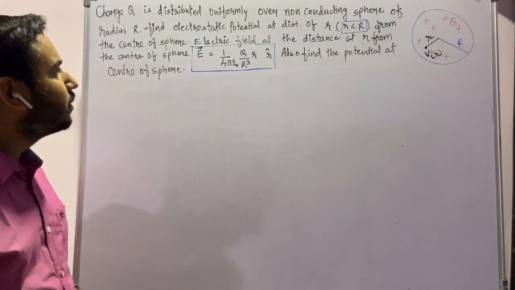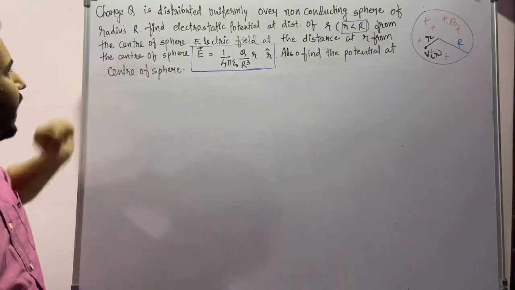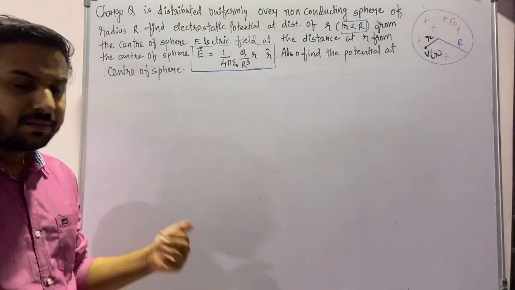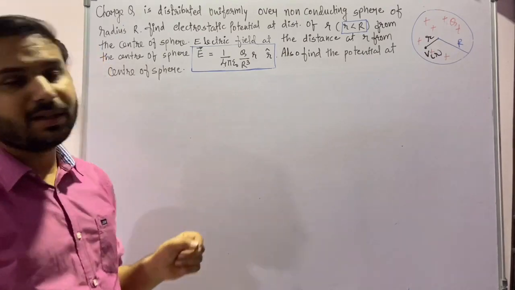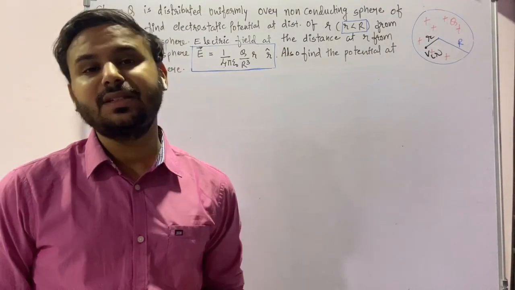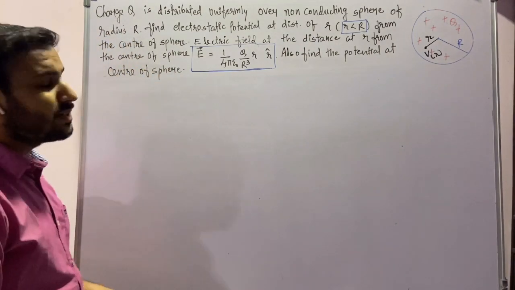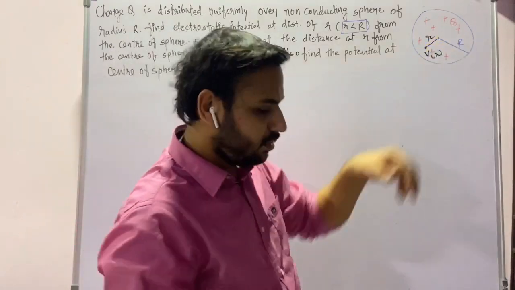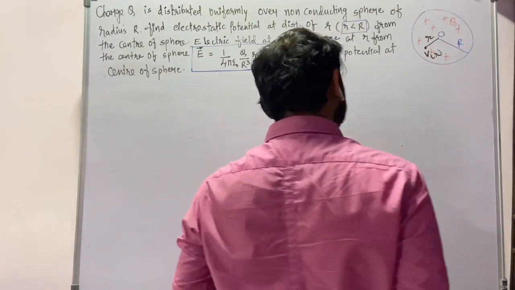Now, the electric field at a distance r from the center of the sphere is E equals 1 upon 4 pi epsilon naught Q upon R cube into r cap. This derivation I have done for you in the first chapter as well. Also find the potential at the center of the sphere. Let's call the center of the sphere O.